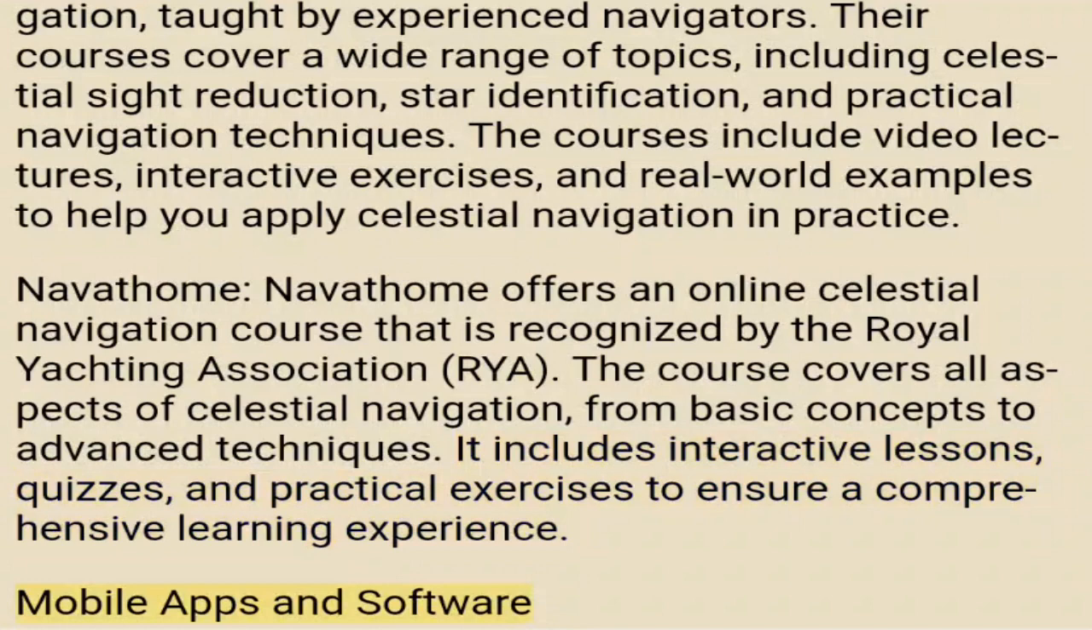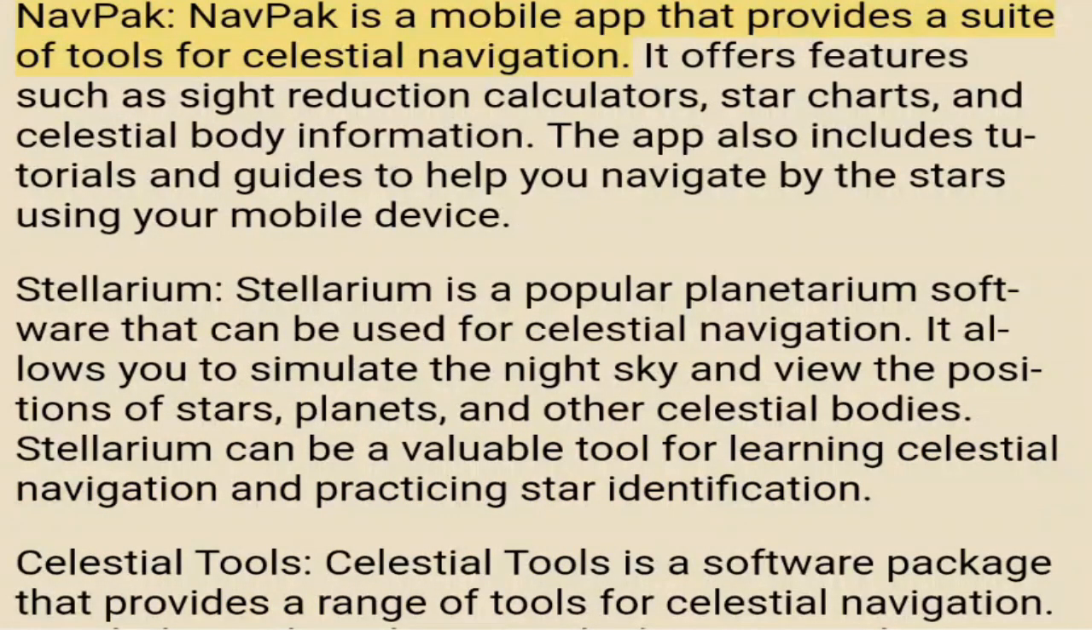Mobile apps and software. Navpoc. Navpoc is a mobile app that provides a suite of tools for celestial navigation. It offers features such as sight reduction calculators, star charts, and celestial body information. The app also includes tutorials and guides to help you navigate by the stars using your mobile device.